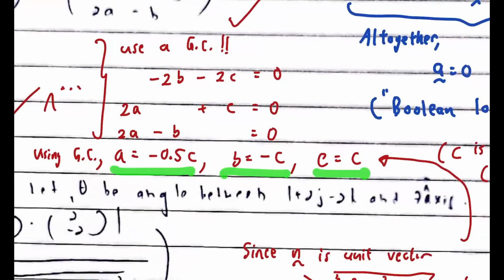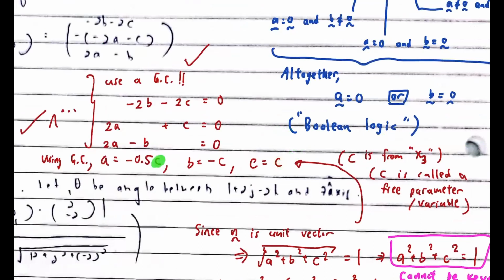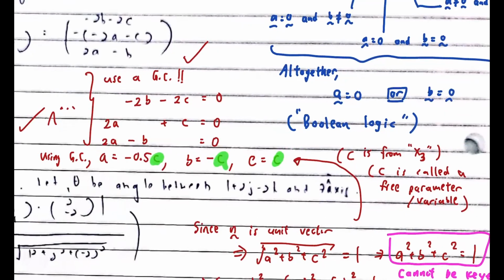Do you need me to show you? No, don't need. Okay, good. Trust me on this one. This one, C equals C is basically your X3 when you type in the GC. Then you realize that, hey, this is what we call a free parameter. Free variable. The C can be anything if you only use 3 equations here, which means that there is insufficient information. We need at least one more equation to help us to solve for C. Then we can substitute it.